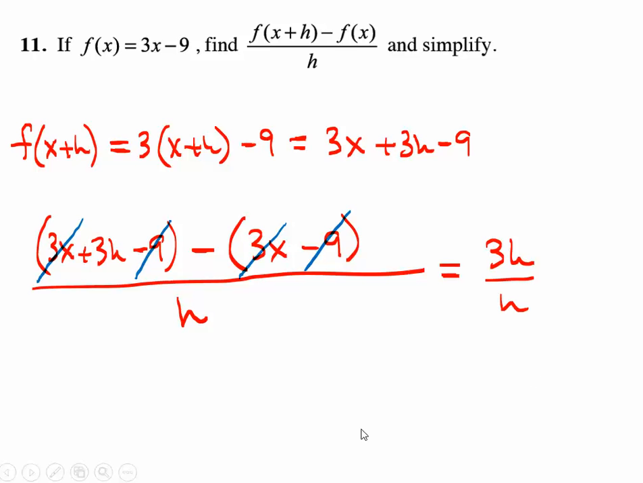Can I cancel off the h's? I can, because isn't h multiplying 3? Right, it's not adding or subtracting. That's what we worry about. Yeah, it's multiplying 3. I can then cancel off the h's. So what about the negative? The question is, what about this negative here? It actually just cancels off because it's 3h subtract nothing. All these things got canceled, so there's really nothing else to subtract from the 3h.